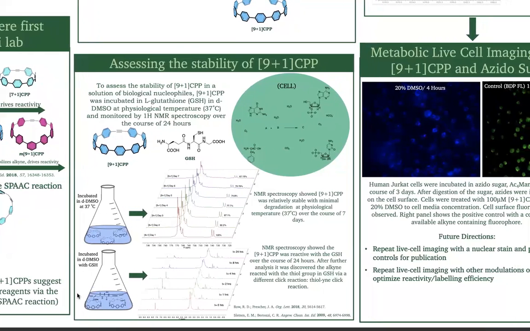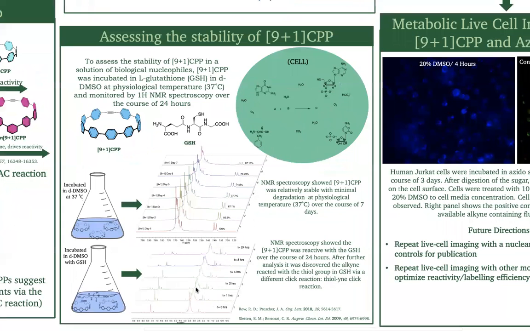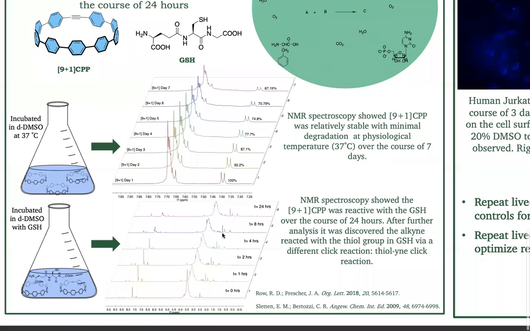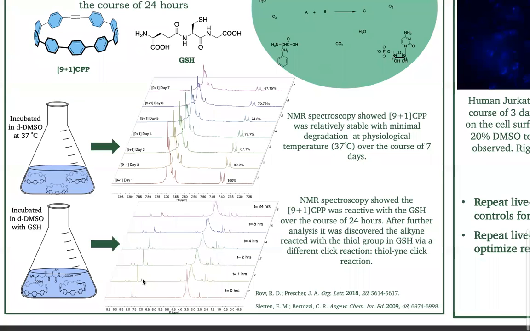The other stability experiment I ran was incubating this 9+1 CPP with glutathione, which is essentially a biological nucleophile. It has lots of groups that the CPP could ideally react with in a cellular environment. And then I monitored it over the course of 24 hours via, again, NMR spectroscopy. And as you can tell, the peaks became very ill-defined. A lot of peaks formed here at the baseline.